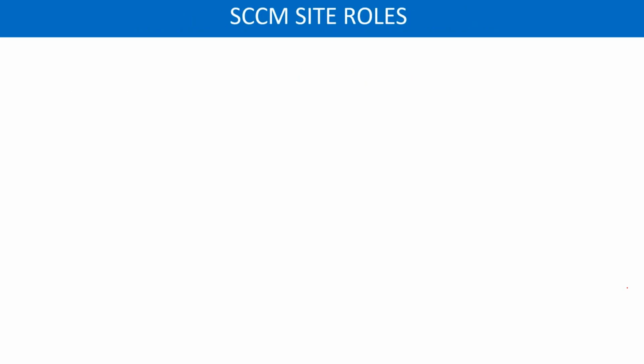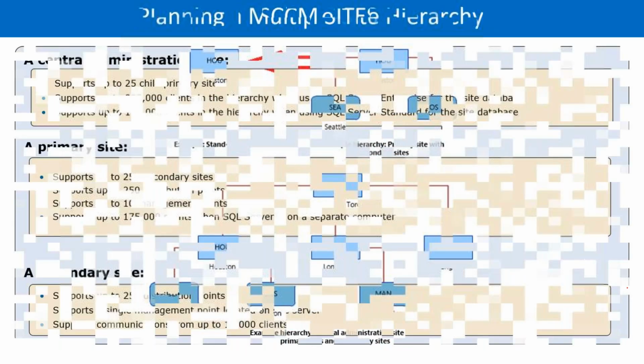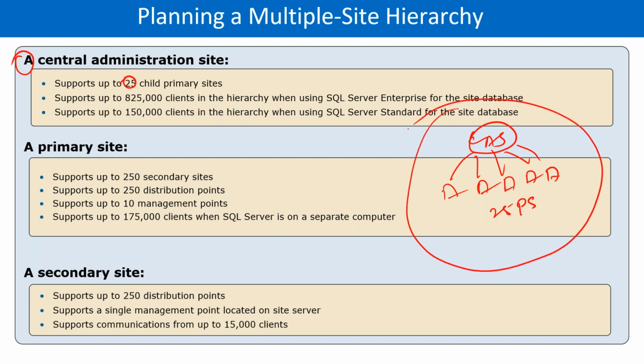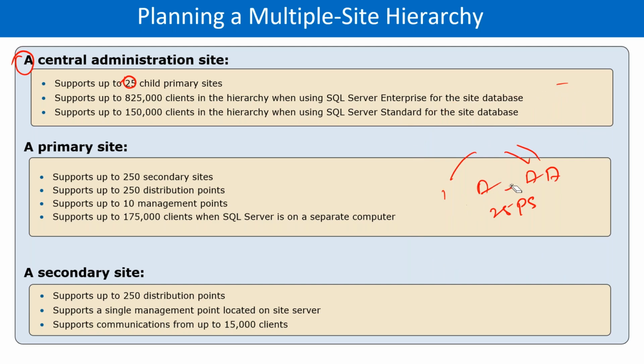We have discussed primary site, central administration site, and secondary site. Now, one central administration site can have 25 child primary sites, maximum 25, right? In one central administration site hierarchy, we can have a maximum of 825,000 client computers. That is about the central administration site, guys.